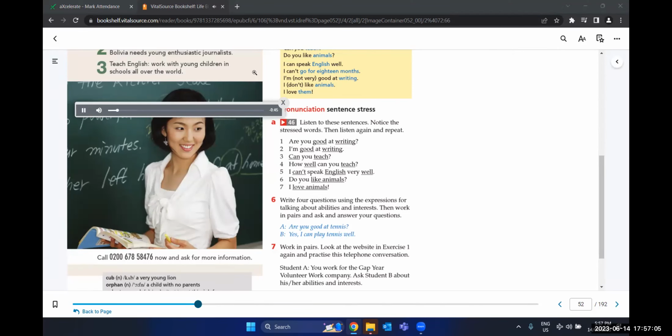Track 46, Unit 4D. 1. Are you good at writing? 2. I'm good at writing. 3. Can you teach? 4. How well can you teach? 5. I can't speak English very well. 6. Do you like animals? 7. I love animals.